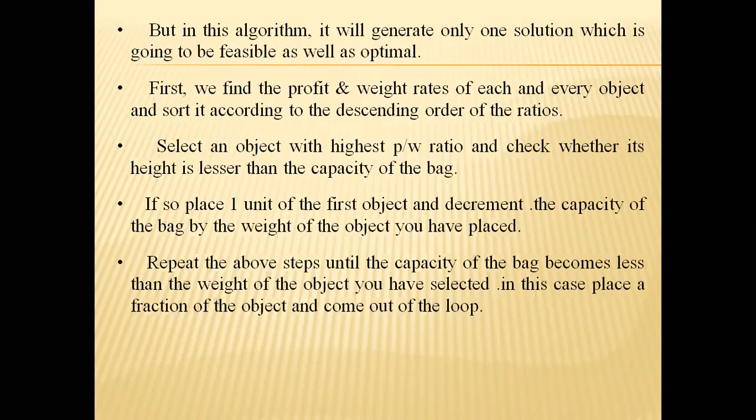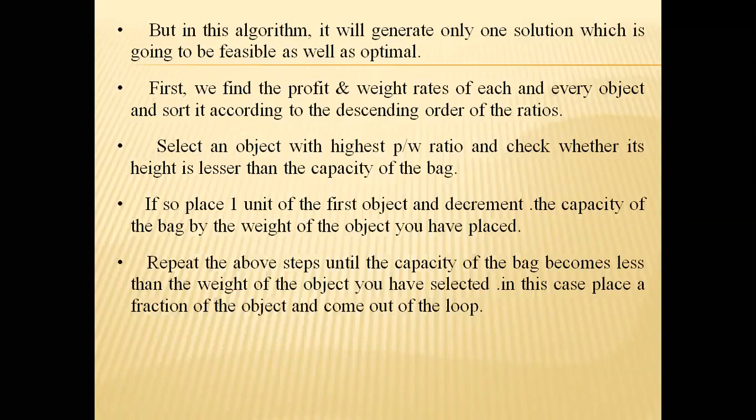First, you take the input with the highest profit and least weight. So first you find the profit and weight ratio of every object and sort them in decreasing order of the ratio. Select the object with the highest ratio of P by W. So first you calculate the P by W ratio.